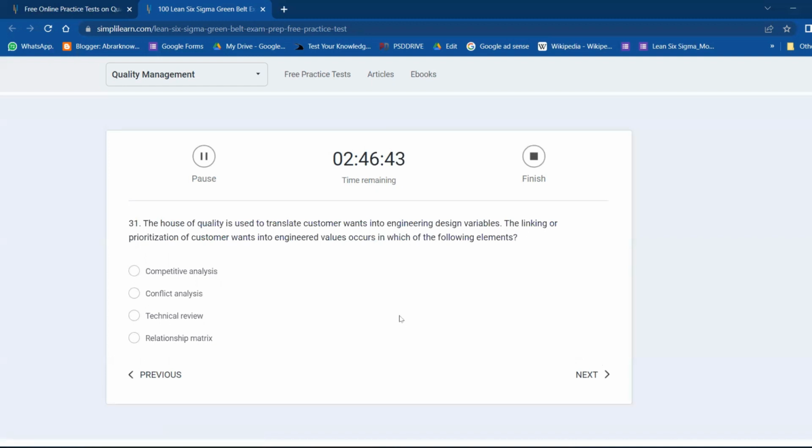The house of quality is used to translate the customer wants into engineering design variables. The linking or prioritization of customer wants into engineered values occurs in which of the following elements? Relationship. So you can put customer wants on one side and product spec design on the other, and then cross-multiply. So it's a relationship matrix.